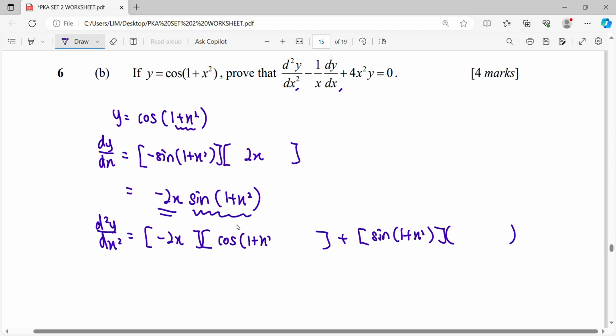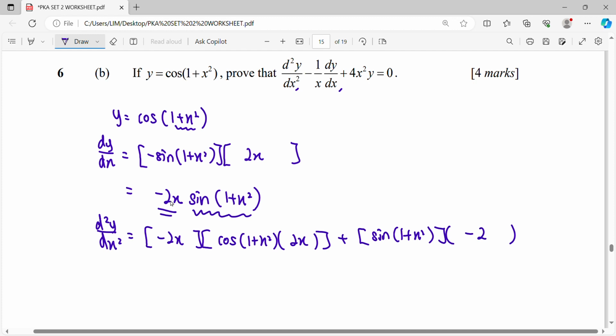And don't forget, differentiating trigo has two steps. When you differentiate sine, you get cos, and don't forget its angle. When we differentiate its angle, we get 2x. Then continue. Salin yang belakang, differentiate depan. Depan means we refer to this negative 2x. Differentiate this, we get negative 2.